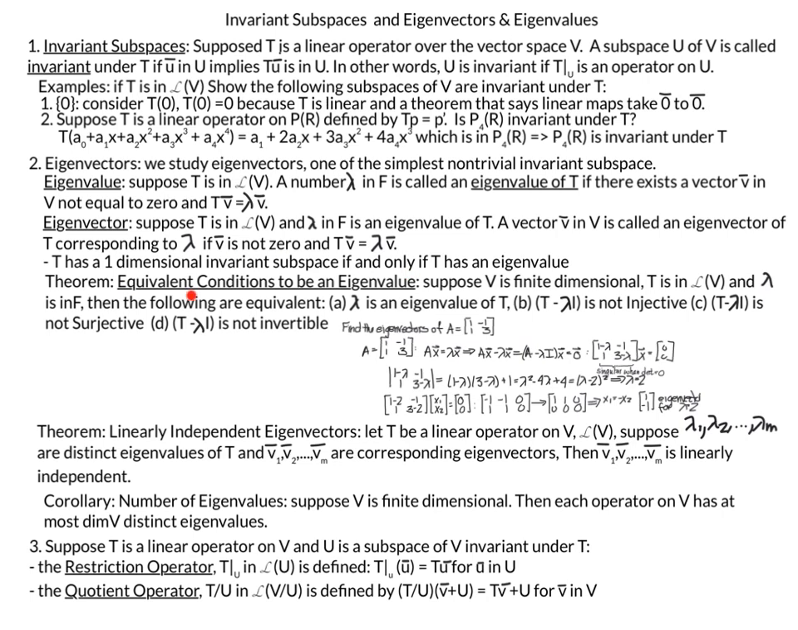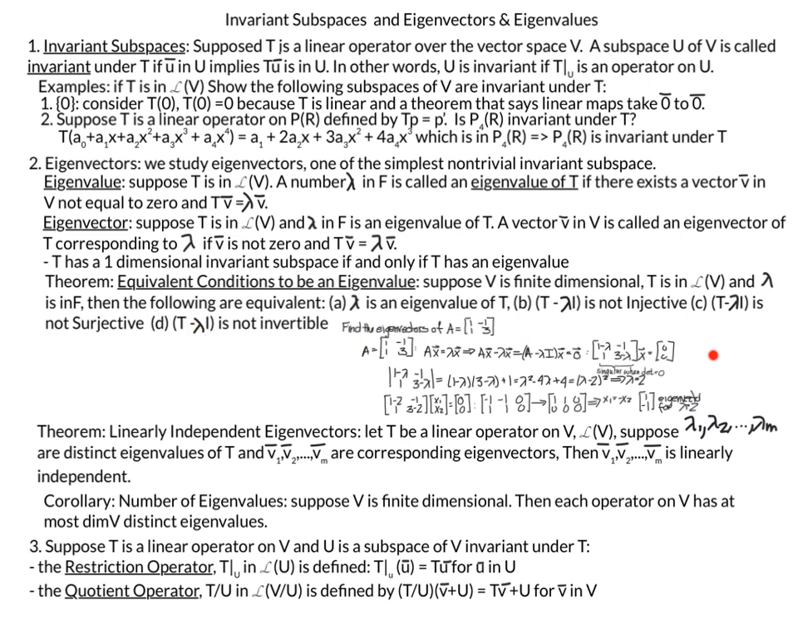We have equivalent conditions to be an eigenvalue. Suppose V is finite dimensional, T is a linear operator on V, and lambda is in F. Then the following are equivalent. Lambda is an eigenvalue of T. T minus lambda I is not injective. T minus lambda I is not surjective. And T minus lambda I is not invertible.